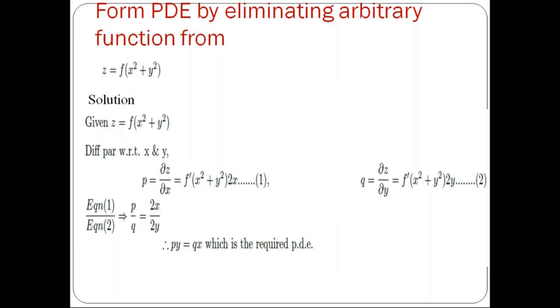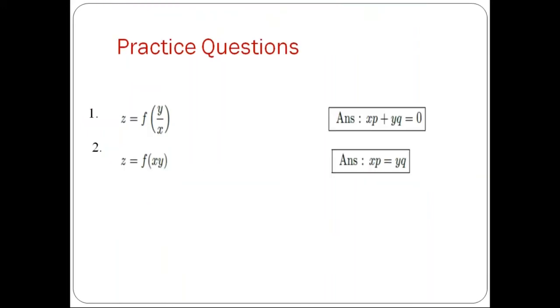Here also we can divide these two equations. If I divide, it will be p by q equal to 2x upon 2y. We just cross multiply, we will get the required PDE. In both examples, I have taken only one arbitrary function, that is f. So I get only a first order partial differential equation. It is py equal to qx. P and q are of first order. Now you can try these two questions. Here also a single equation, I have written the answers as well.